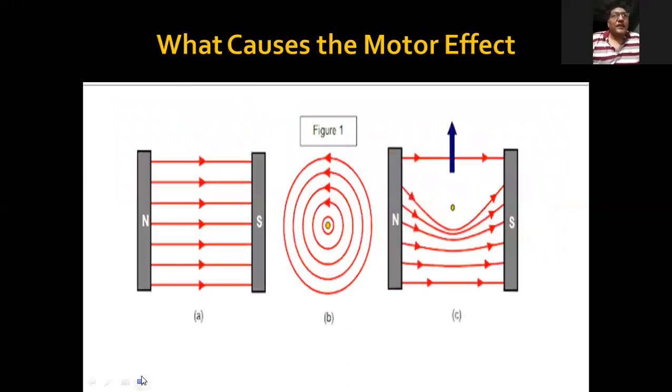Okay, here is another example. Here we have a north pole and a south pole. The magnetic field direction will be towards the right, from north to south. Here we have shown the magnetic field lines of the permanent magnet. They are going from north to south.